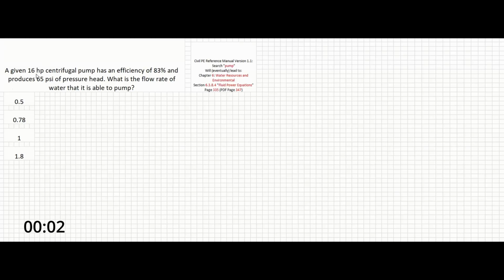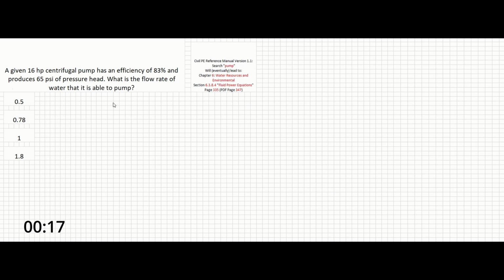A given 16 horsepower centrifugal pump has an efficiency of 83% and produces 65 psi of pressure head. What is the flow rate of water that it is able to pump?